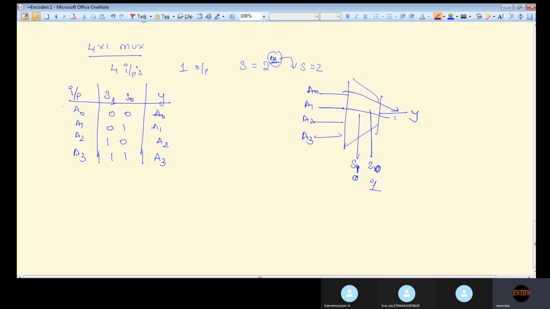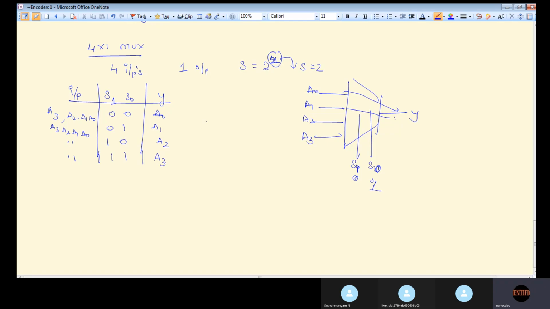So 4 inputs are there: A3, A2, A1, A0. Depending upon the select line, any one of the 4 inputs will be selected and reaches the output signal. So this is 4 by 1 mux.